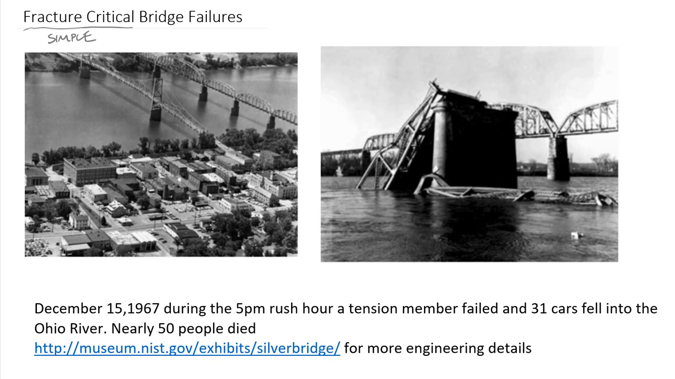This is a little bit older of a failure. This was back in 1967, on the Ohio River. Essentially, there are two different bridges right next to each other. One of them had a simple truss design. That bridge was completely loaded with cars, 5 p.m. rush hour, December 15th. That river is cold. 31 cars fell into the river and about 50 people died. You can take a look at this link from NIST.gov about the Silver Bridge for more engineering details.